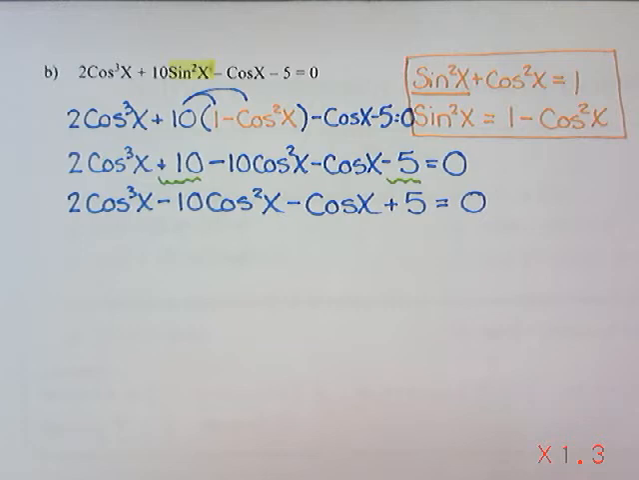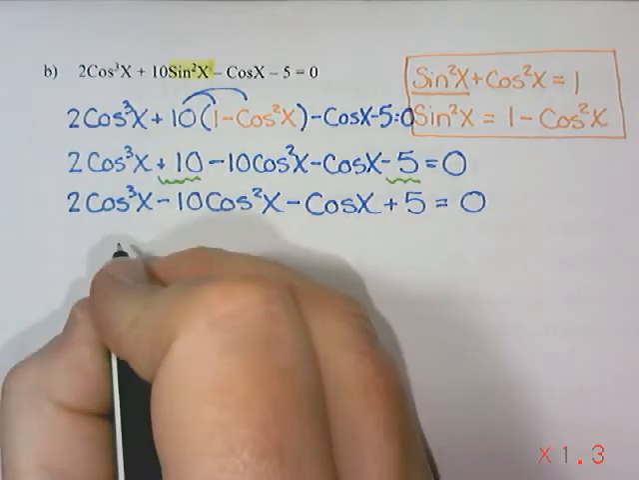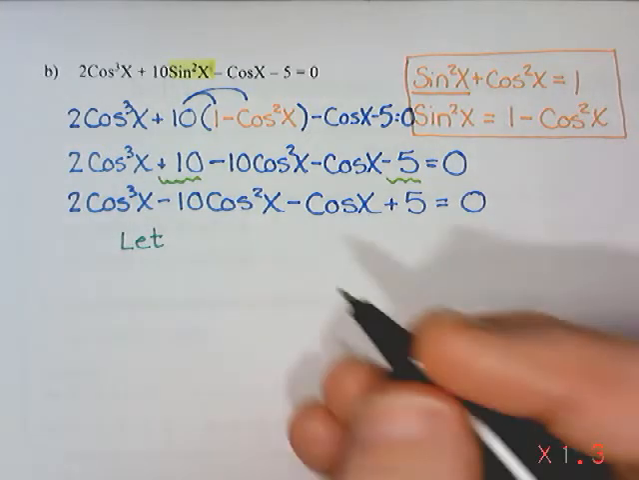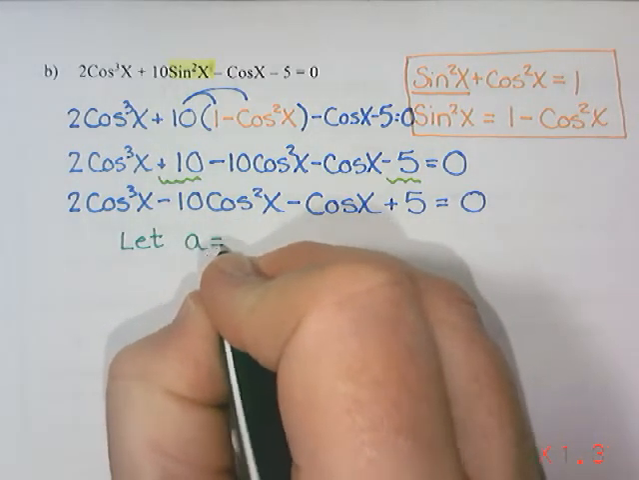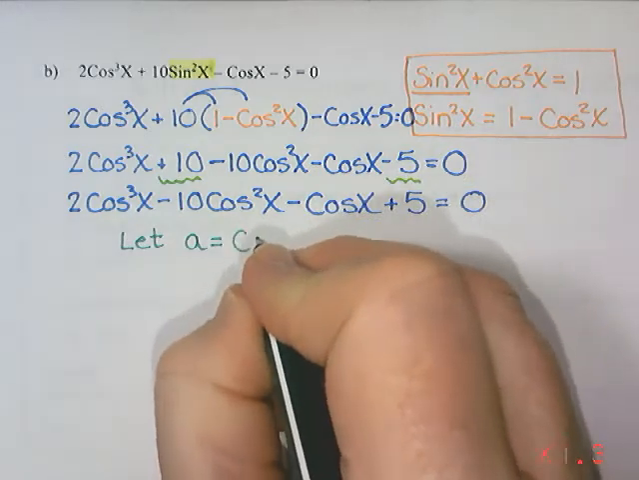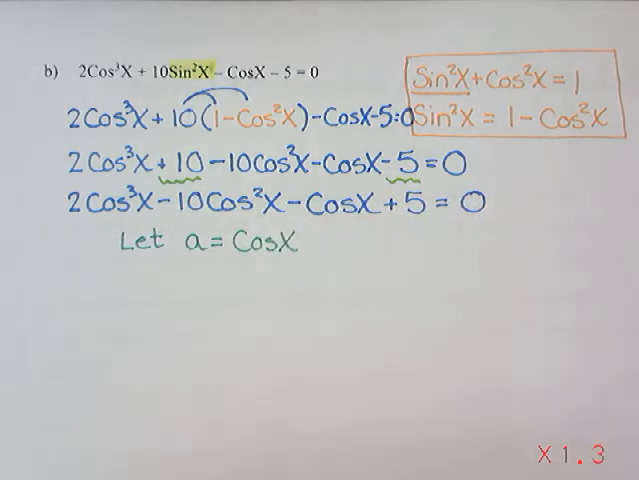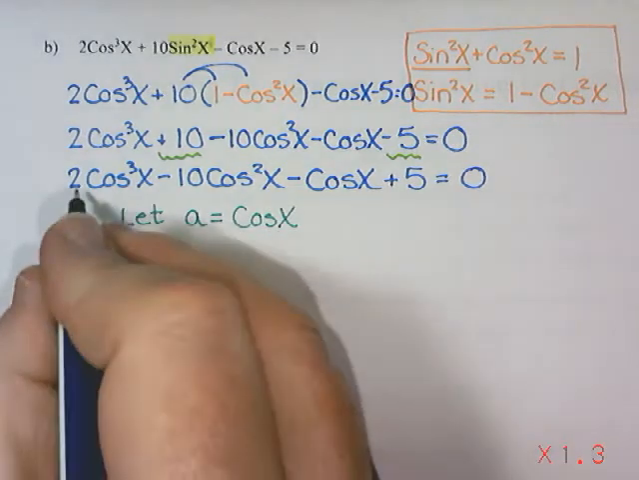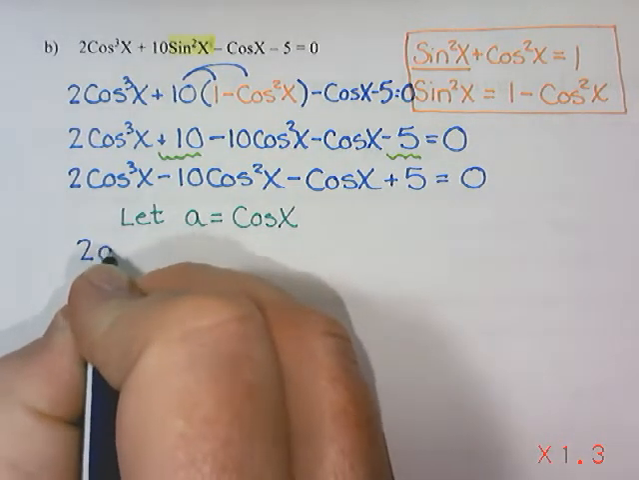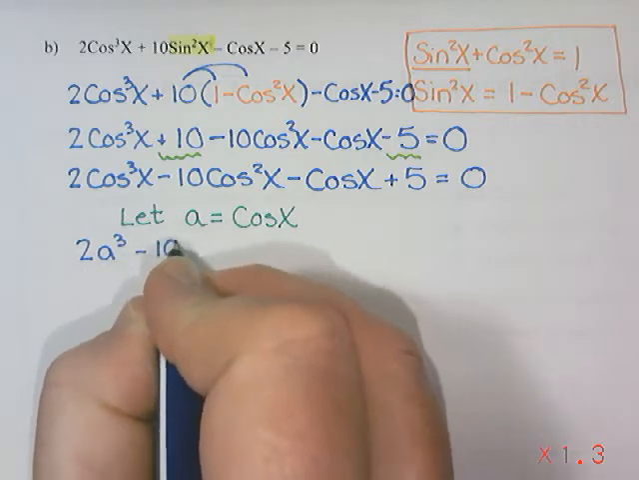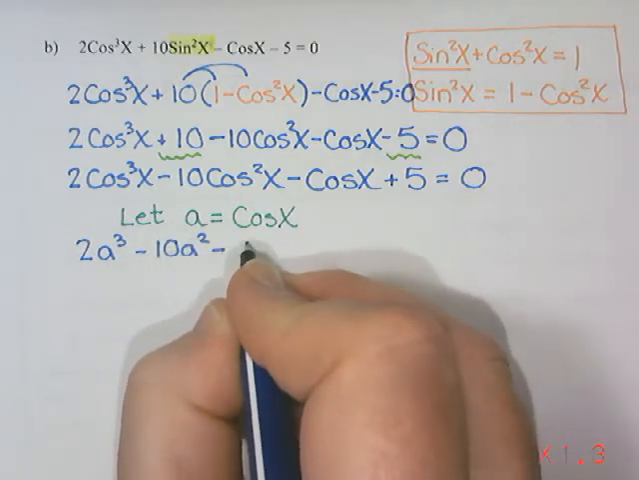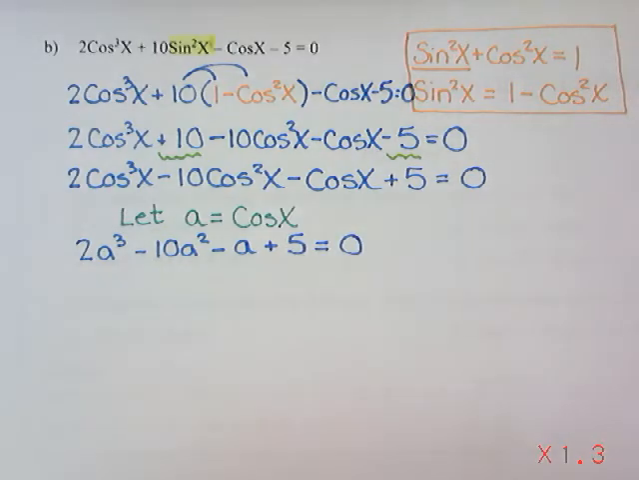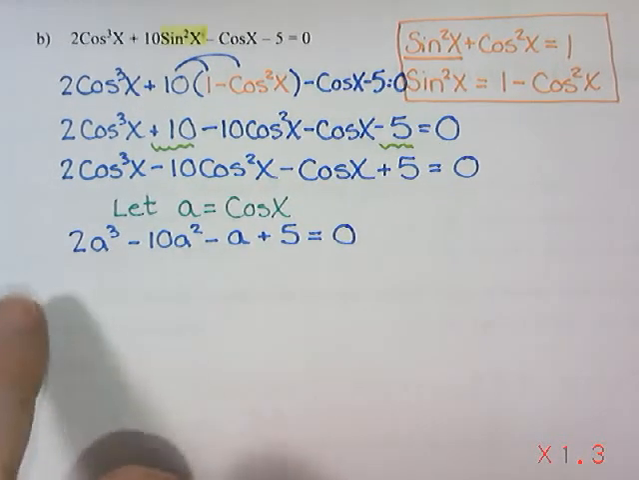So I think I'm going to do variable replacement. I'm going to take out cosine of x and let that be some other letter. I always choose a, so I'm going to pick a. I'm going to let a equal cosine x. Not cosine squared x, not cosine cubed x, just cosine x. So that is going to give me 2a cubed minus 10a squared minus a plus 5 equals 0. Now this has 4 terms.